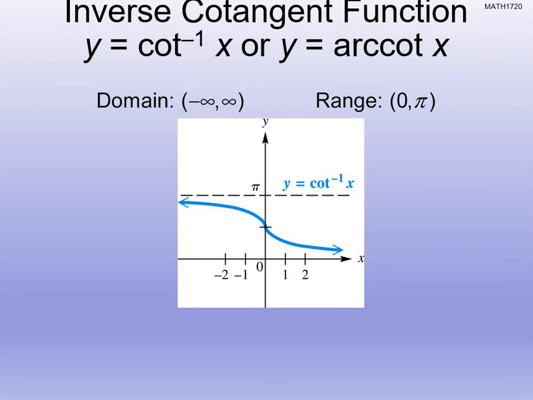The domain will be negative infinity to positive infinity. And remember, with cotangent, the domain was 0 to pi. That's where our asymptotes are. Now that's the range of arc cotangent, or cotangent inverse. And remember how cotangent went from negative infinity to positive infinity, or positive infinity to negative infinity in the range. It's now the domain for the inverse function.